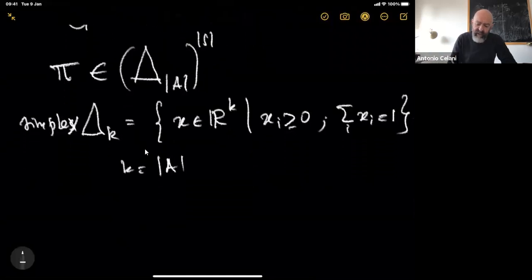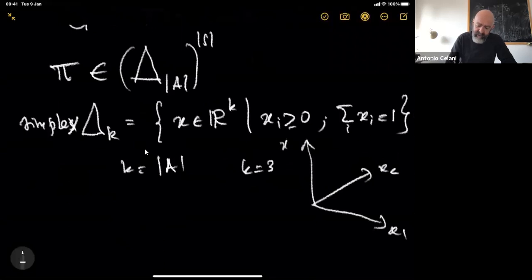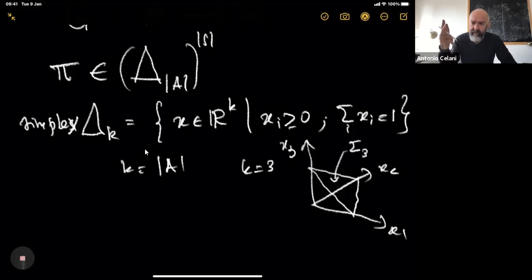So what does a simplex look like? Well, for instance, take K equals 3. This would be x1, x2, x3. I'm carrying only positive values, so it lives just in this orthant. And then I have to impose that the sum of those is 1, which defines a plane. So this triangle here is delta 3. Every probability distribution over 3 possible outcomes sits on a triangle. And this triangle is a simplex.